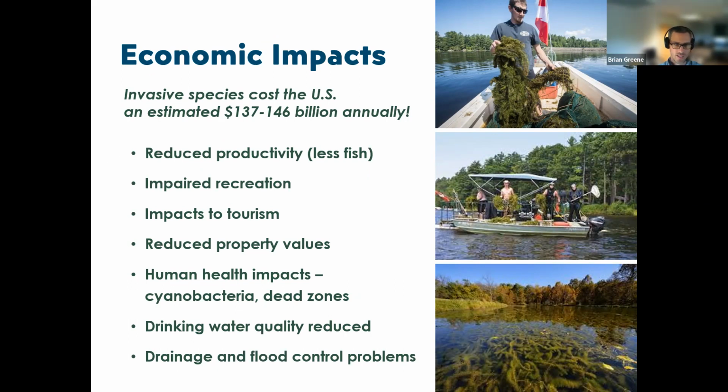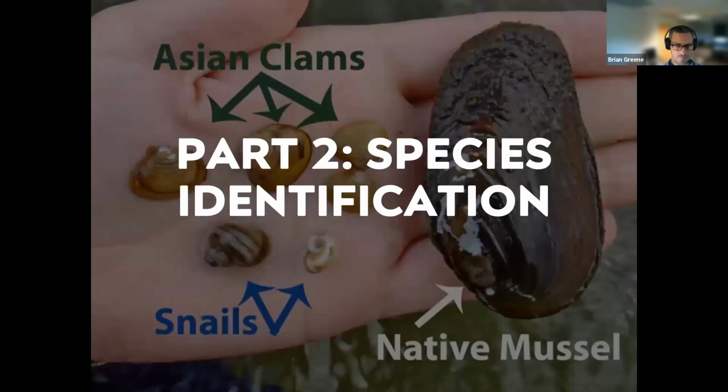So it affects all sorts of things like reduced productivity, so sometimes less fisheries, impaired recreation, it can impact tourism. There's been research shown that lakes that are invaded with invasive plants can lower the property values. All sorts of human impacts like cyanobacteria, drinking water quality, and just trying to do general maintenance and control of water. So strong economic impacts also.